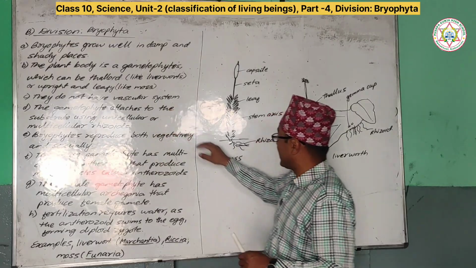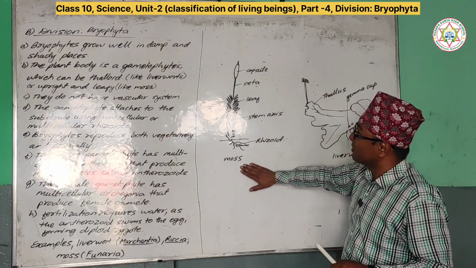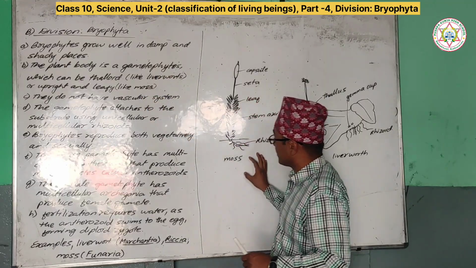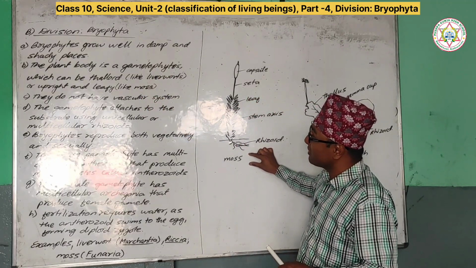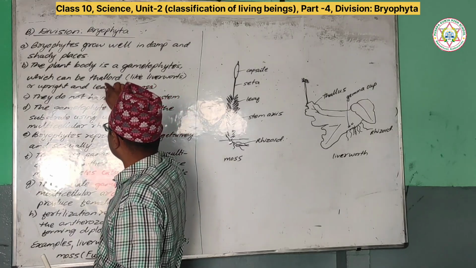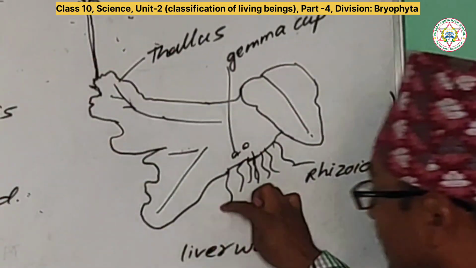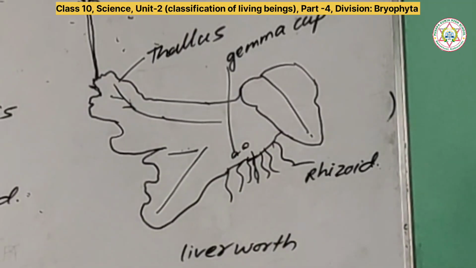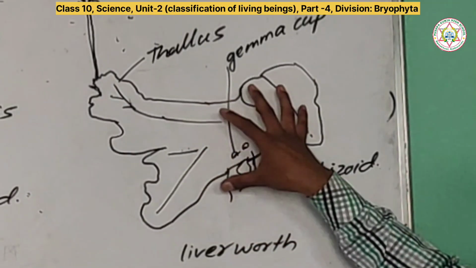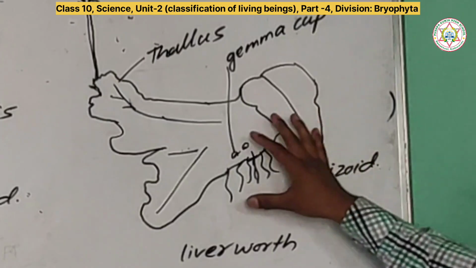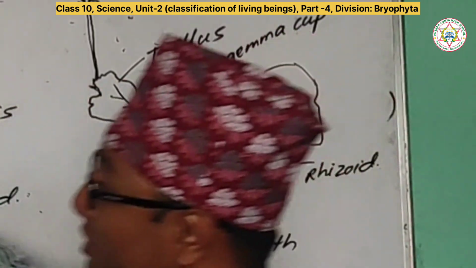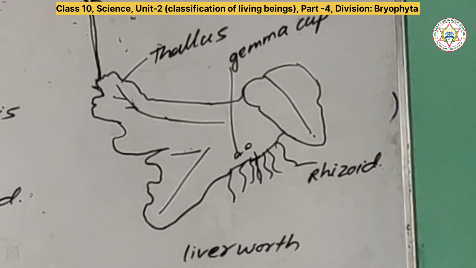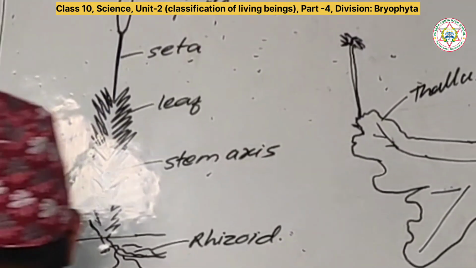And most of the plants here, this moss also, is in gametophytic stage. And if you see their body, some of them are thalloid, like liverwort. Thalloid means root, stem and leaves are not separated. They look like a leaf. Their root, stem and leaves are not properly differentiated. So some gametophytes are thalloid and some are upright and leafy, like in moss.